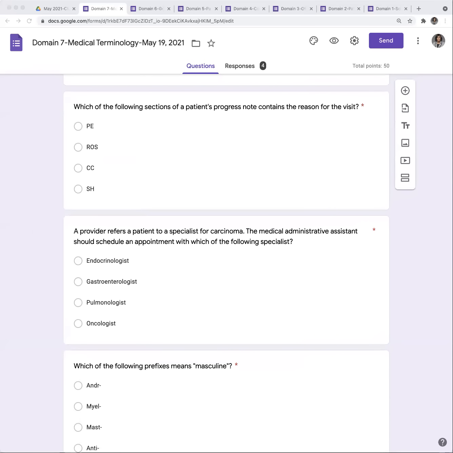On the exam, you are going to have a scratch sheet of paper. So if you need to write notes for yourself, that will help you avoid making little tiny mistakes. All right. Which of the following sections of a patient's progress note contains the reason for the visit?